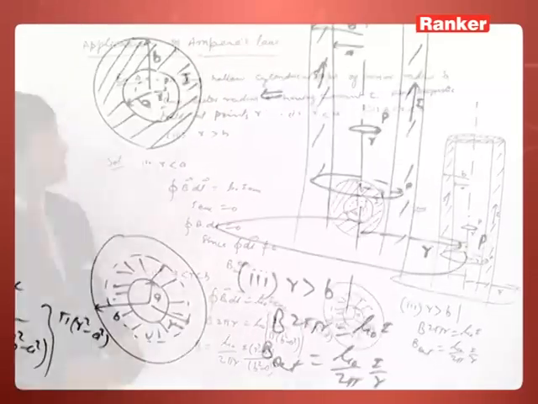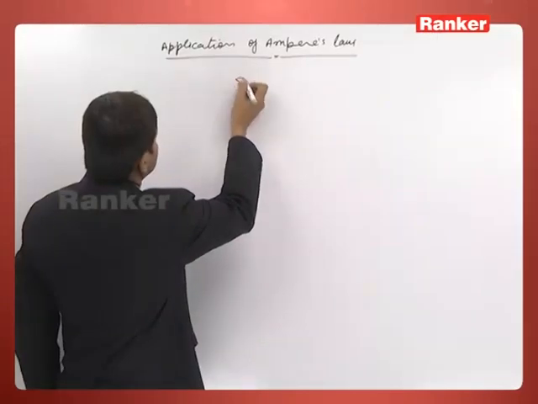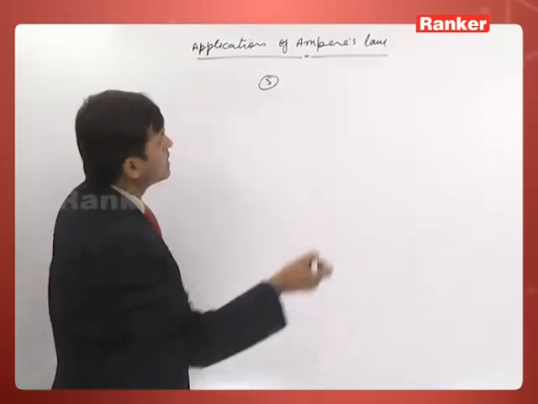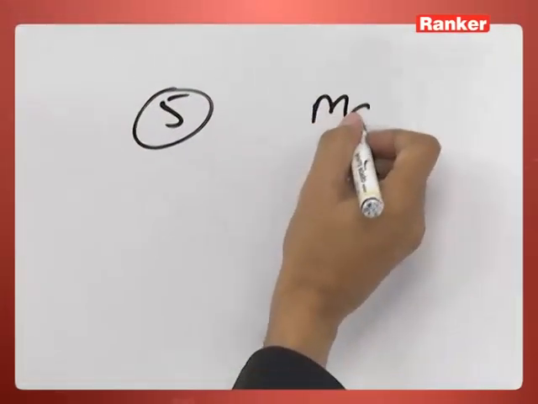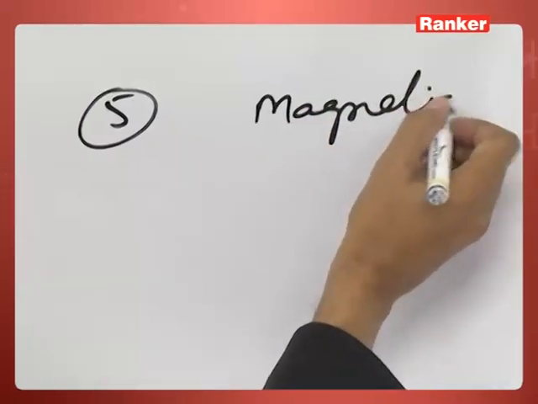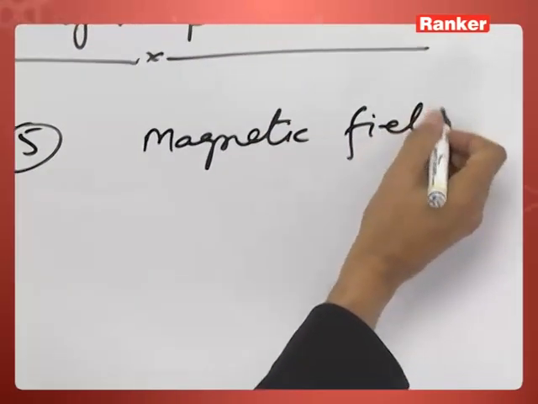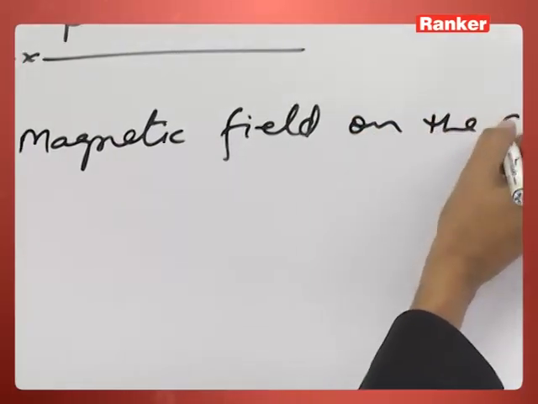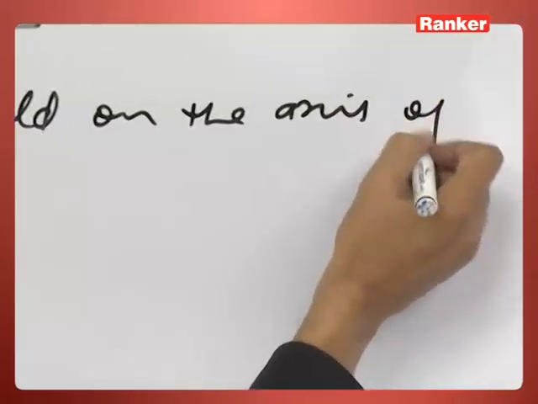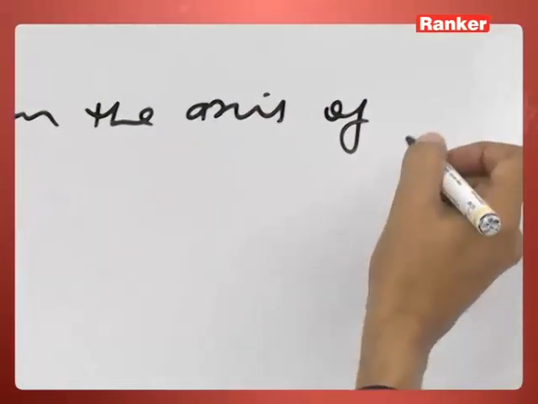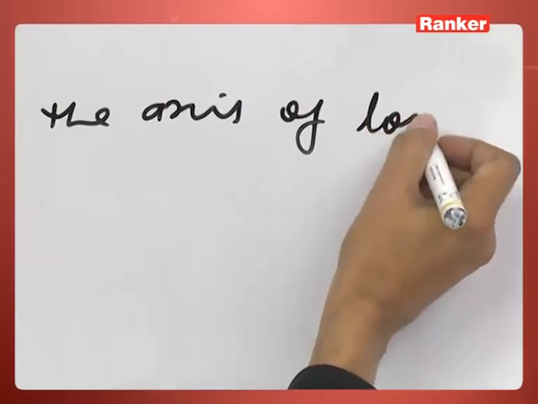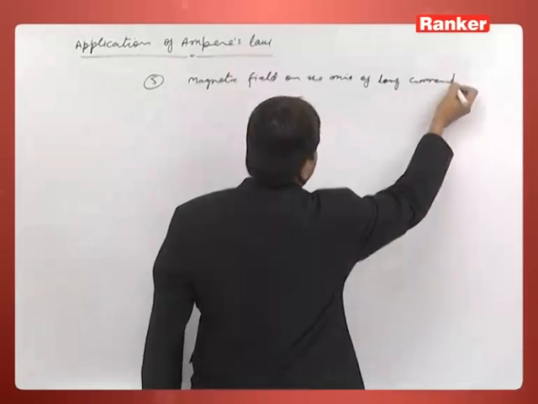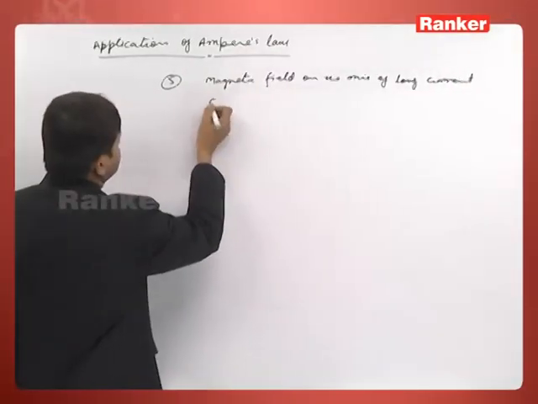Now come to the next application. Magnetic field on the axis of a long current carrying solenoid.